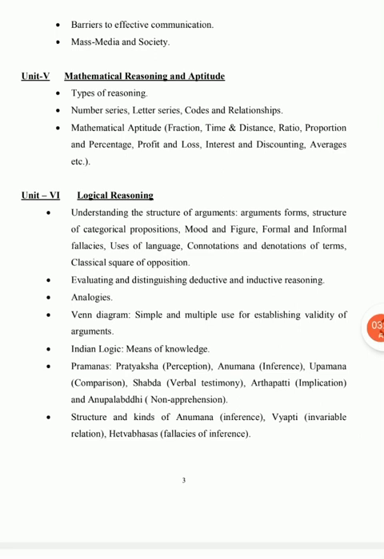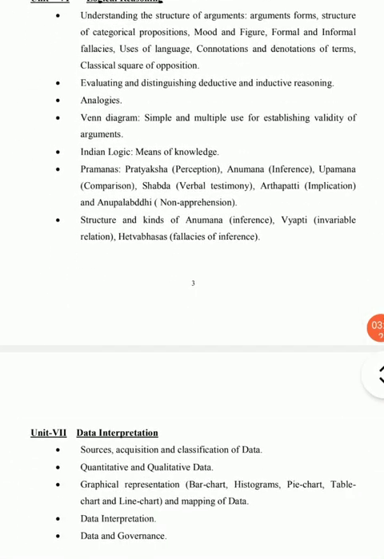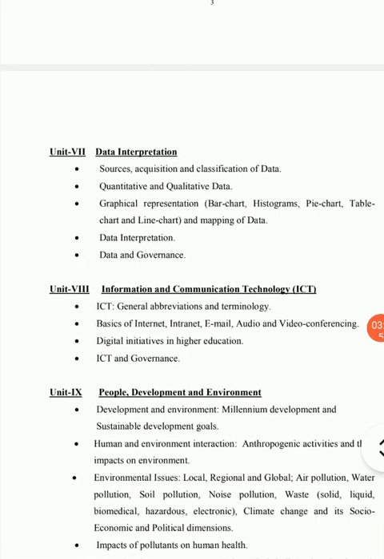Then unit 6 is logical reasoning: understanding the structure of arguments, evaluation and distinguishing deductive and inductive reasoning, analogies, Venn diagram, which is very important, and Indian logic, means of knowledge, paradigms, and the structure and kinds of anumana, inference, invariable relation, then fallacies of inference. Unit 7 is data interpretation: sources of acquisition and classification of data, quantitative and qualitative data, graphical representation and mapping of data, data interpretation, data governance.